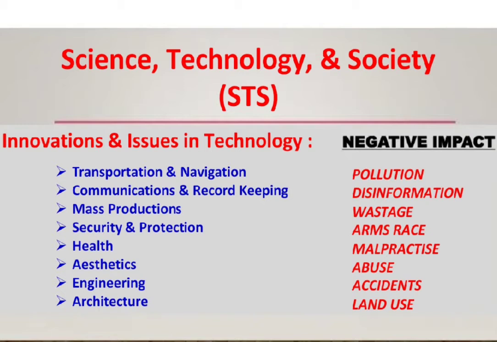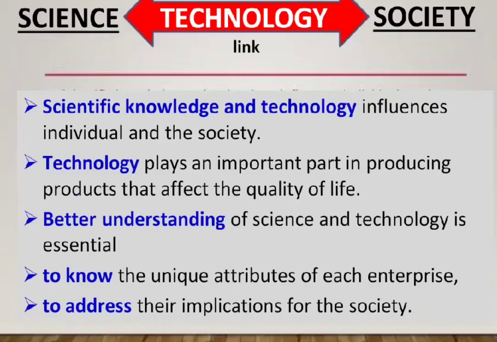So, with science, technology, and societies, we have innovations and issues in technology and its negative impact, like pollution, disinformation, wastage, arms race, malpractice, abuse, accidents, and land use. So, science, technology, and society. This is the scientific knowledge. The technology influences the individual and the society. Technology plays an important part in producing products that affect the quality of life.